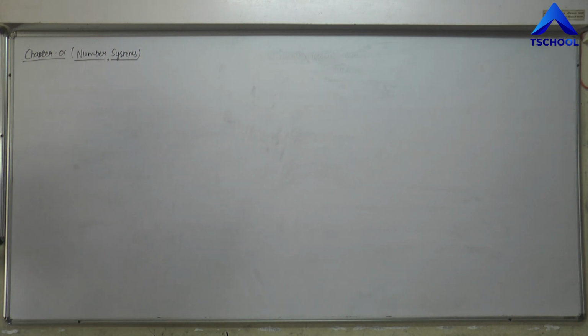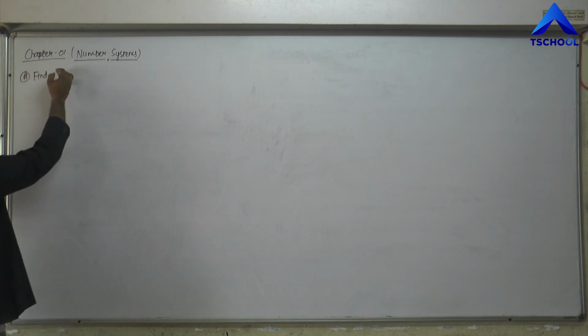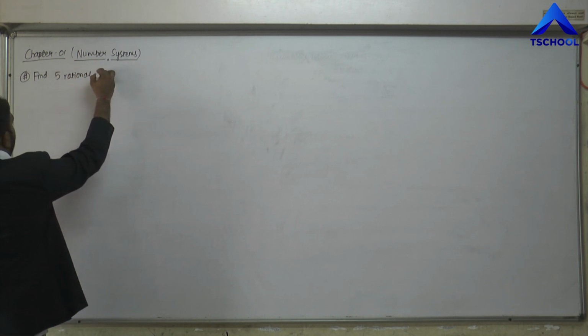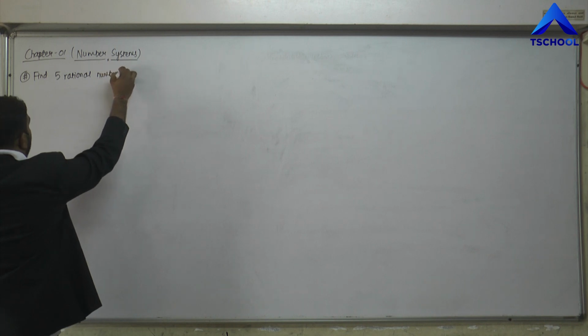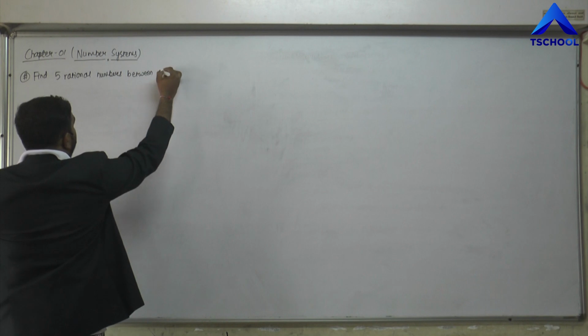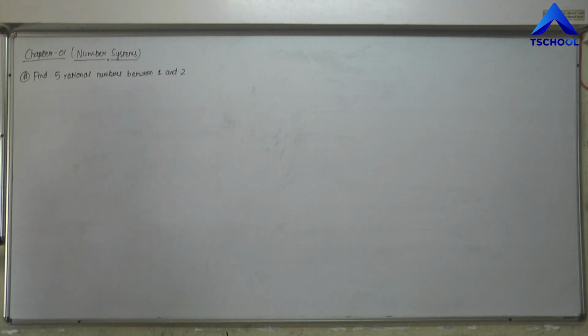Okay, I'm having an example here. Find 5 rational numbers between 1 and 2, right? I need to find out 5 rational numbers between 1 and 2. Rational numbers basically means the form of p by q. So how to find out?